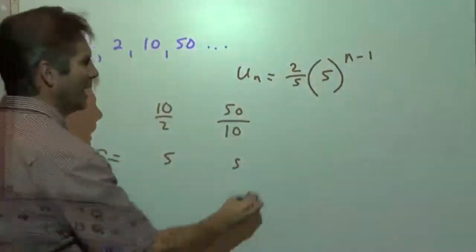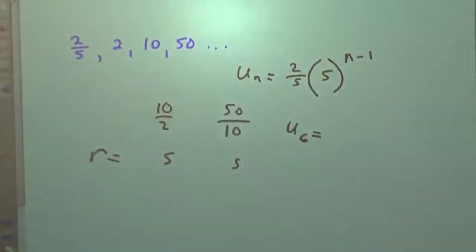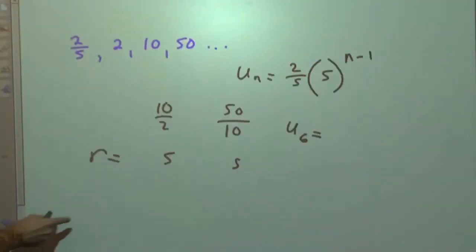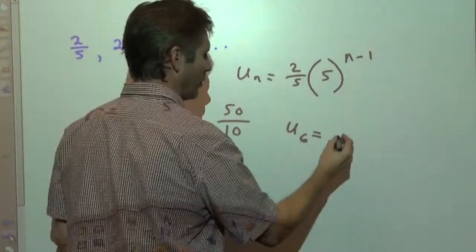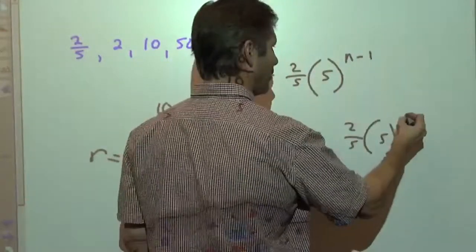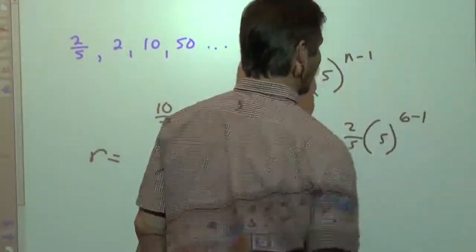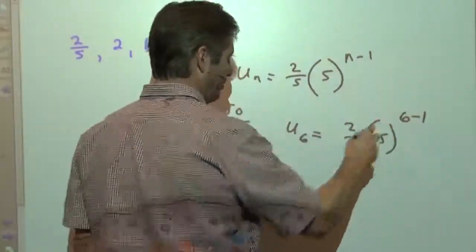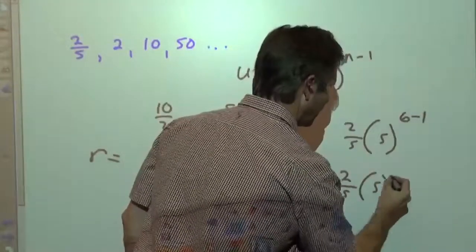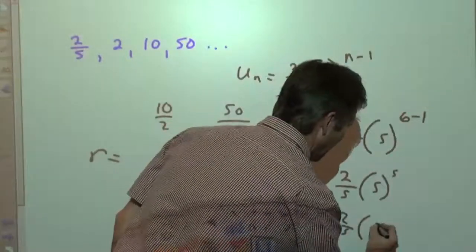minus 1 power. And if we wanted to find the sixth term, like that previous problem, I forgot to finish it off and say let's find the 8th term. What if we were going to find the 6th term in this one? Let's do 2/5. Let's multiply it by 5 raised to the 6 minus 1 power. So that would be 5 to the 5th power. So we'd say, okay, it'd be 2/5.